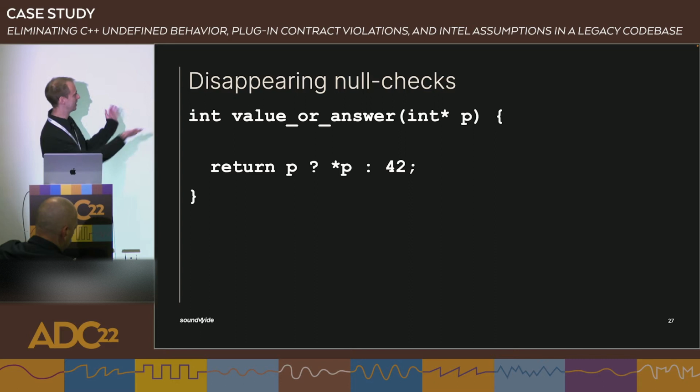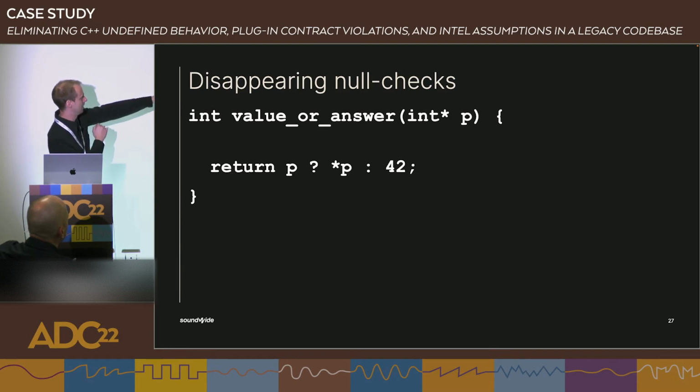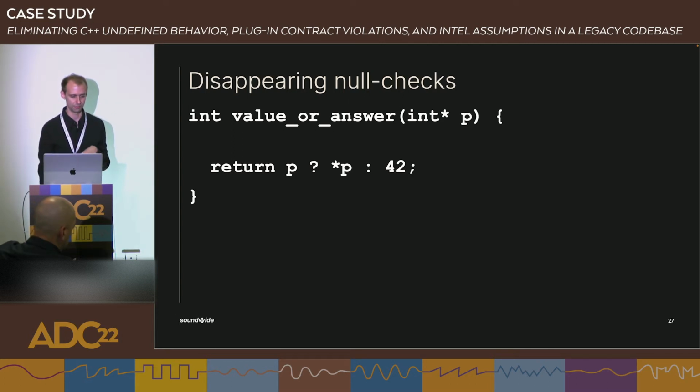So imagine you have a function called value or answer, and it takes a pointer. And then it's going to check to see if the pointer is null. If the pointer is not null, it dereferences the pointer. And if the pointer is null, it returns the answer, 42. Right? So that's actually totally a fine program.